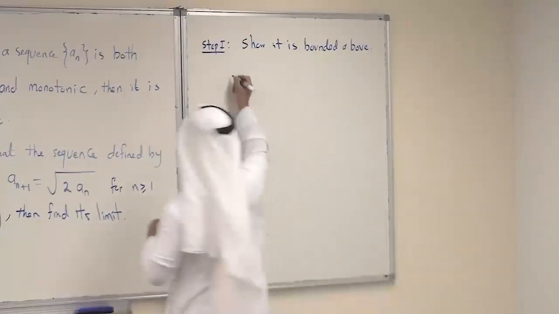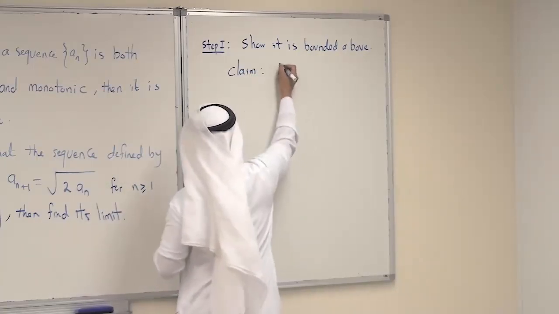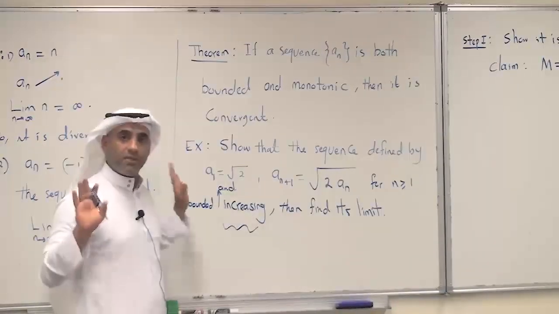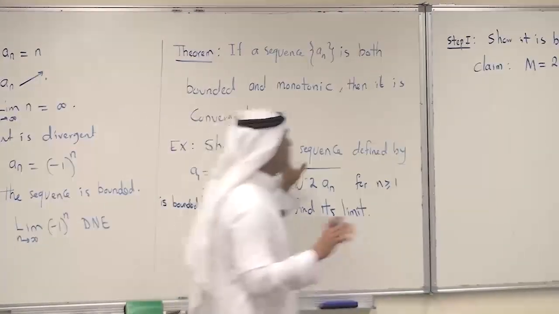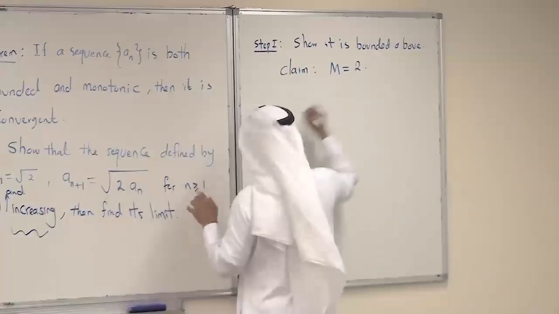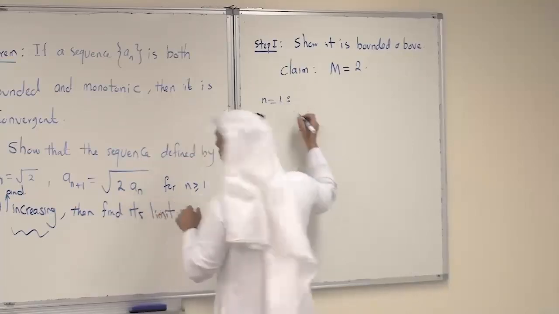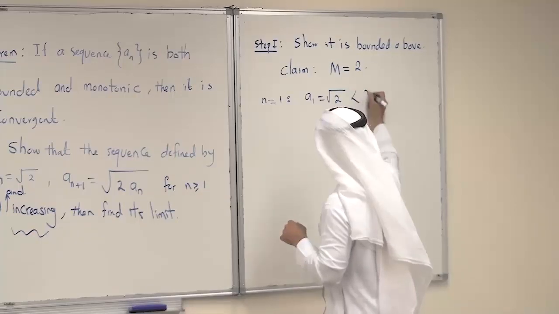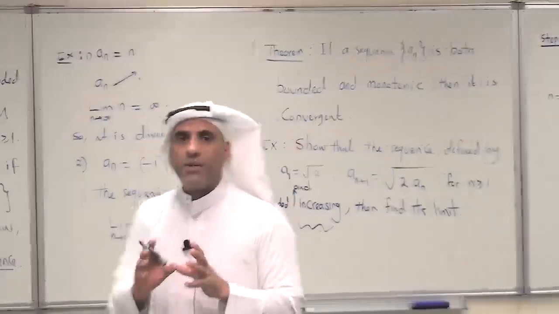So is it bounded above? Well, I will start with the following claim. I claim that this is bounded above by capital M, which is equal to 2. I claim now that all these points are less than 2. This is what I will try to show. I have A1 equal to radical 2, so the claim is true for n equal to 1. For n equal to 1, we have A1 equal to radical 2, and clearly this is less than 2. So the statement is true for n equal to 1.